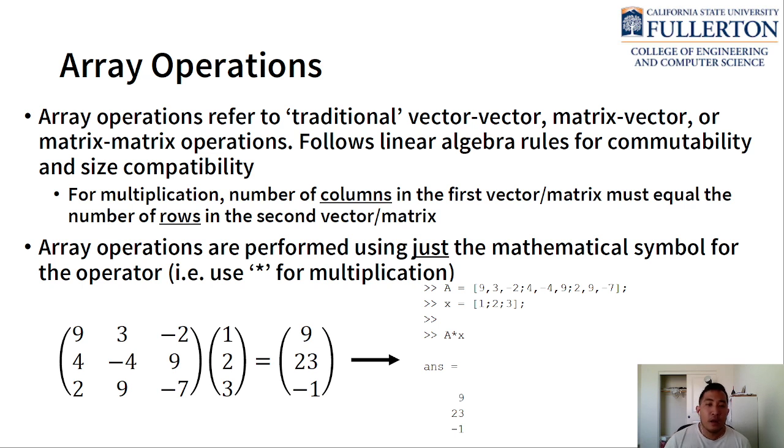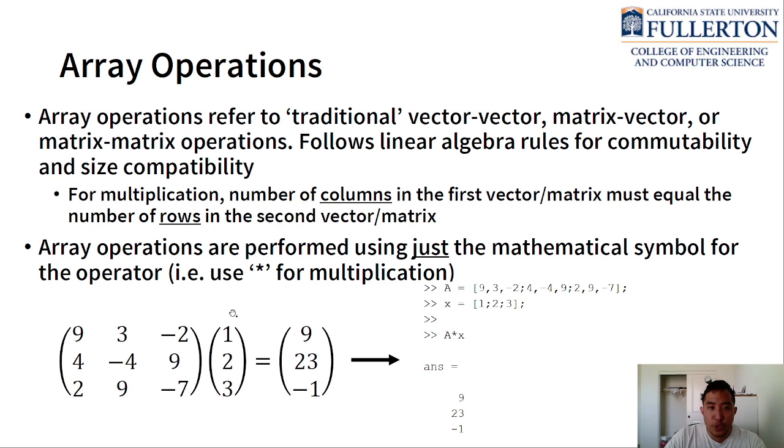As an example down here, we have a multiplication of a matrix and a vector. Here we have a matrix with 3 columns, and this vector is a column vector, so it has 3 rows. These two are compatible because the number of columns here, 3, equals the number of rows here, 3, so we can perform this.